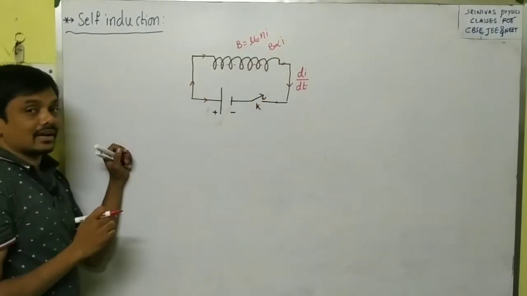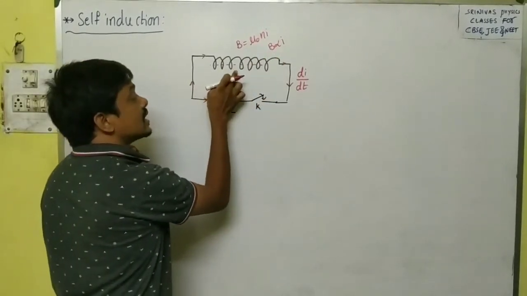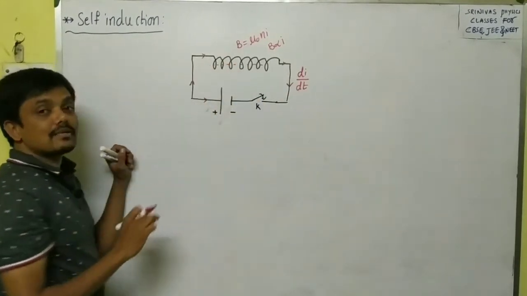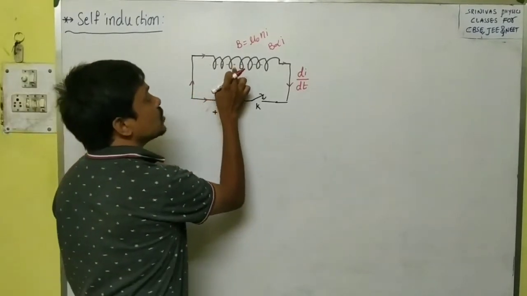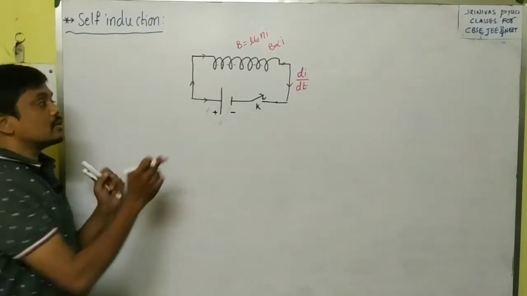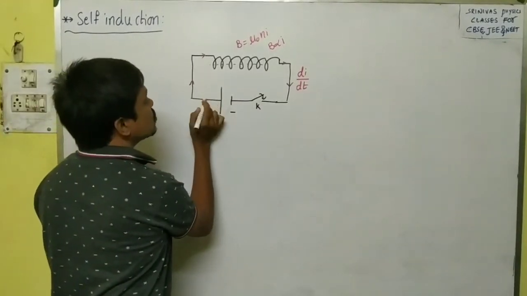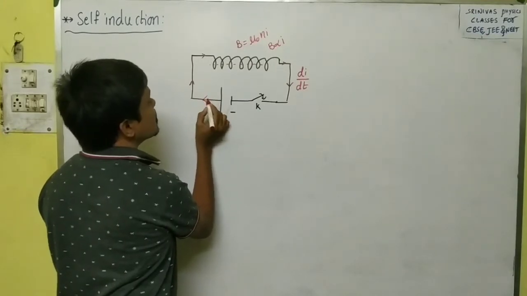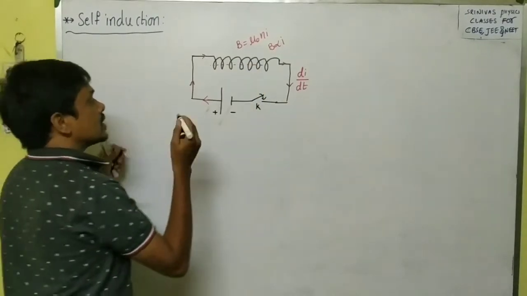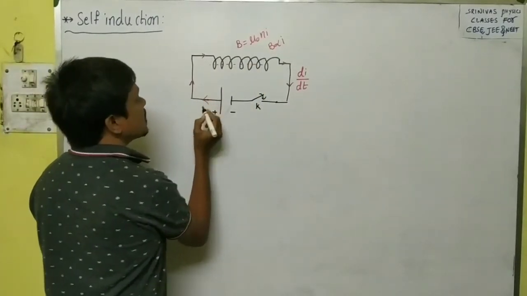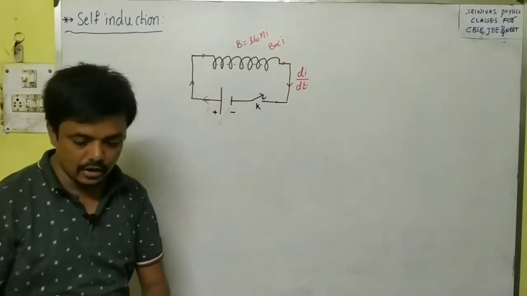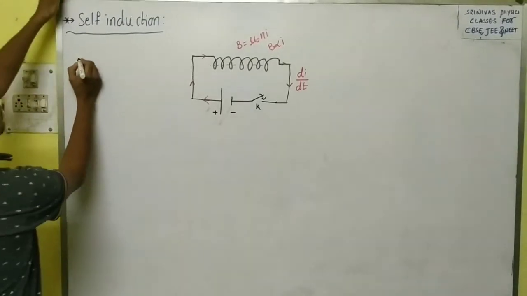When the field increases, the flux increases. The magnetic flux generated by this inductor links with the same coil. Due to that, some induced EMF is generated in it. That is called self-induction. That means, due to the change in current in this coil, if an EMF is induced, then that is called self-induction.